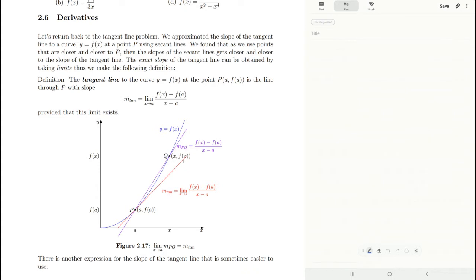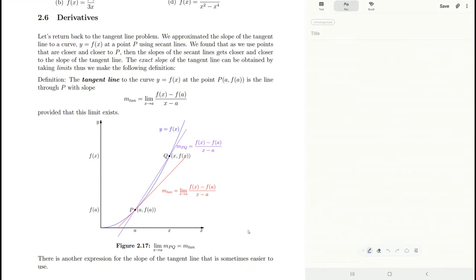So now if we want to find the slope of the tangent line, what we want to do is let the point Q get closer and closer to P. In other words, we want to take the limit of x and let it approach the value of a. And if we let x approach a, then the slope of the secant line will become the slope of the tangent line. So the slope of the tangent line is the limit of the slope of the secant line, where we let x approach the value of a.